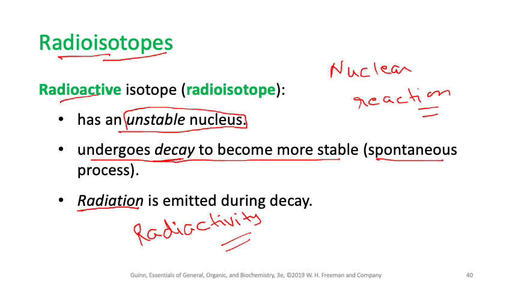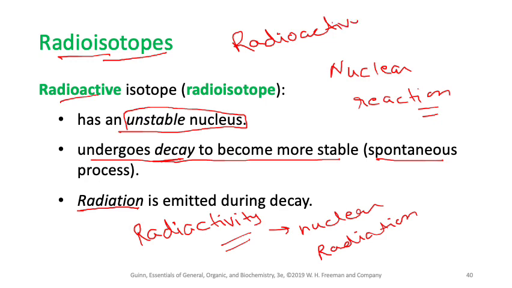So radioactivity is a process, or is the nuclear radiation, right? The energy that is emitted in the form of radiation, nuclear radiation. So radioactivity is the nuclear radiation emitted spontaneously by an unstable radioactive isotope, right? So we have one more term called radioactive isotope, right? We also call this name radioisotope.